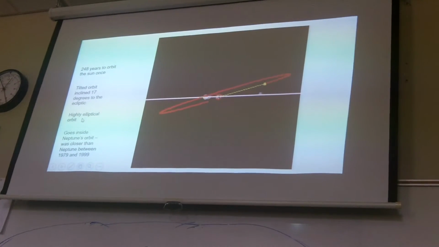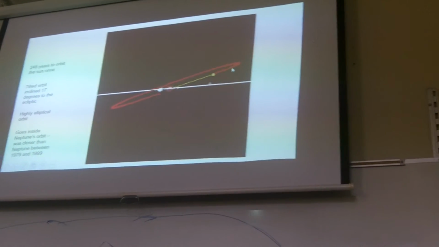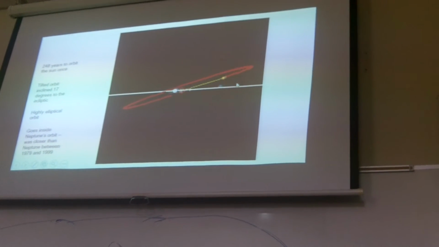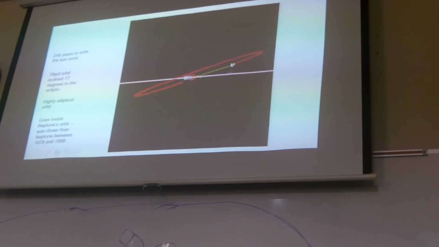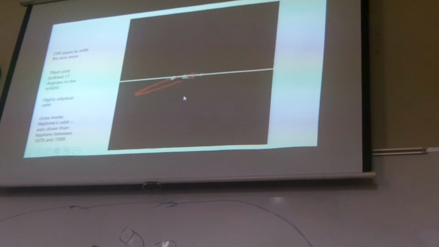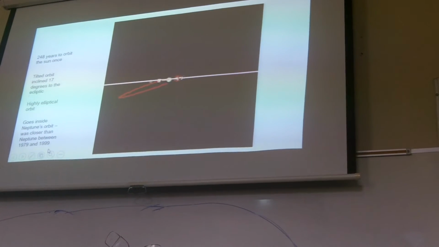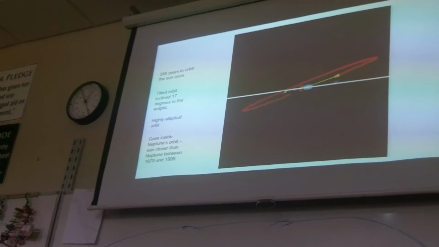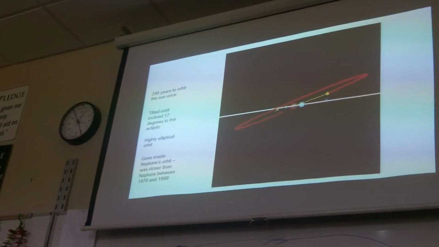It's got a highly elliptical orbit in that it's not a nice circle like the rest of the planets. And at one point, when it's at its closest point to the Sun, it's actually closer to the Sun than Neptune is. So from the years 1979 to 1999, that's when I was in school, Neptune wasn't the farthest planet from the Sun. Pluto was closer than Neptune.